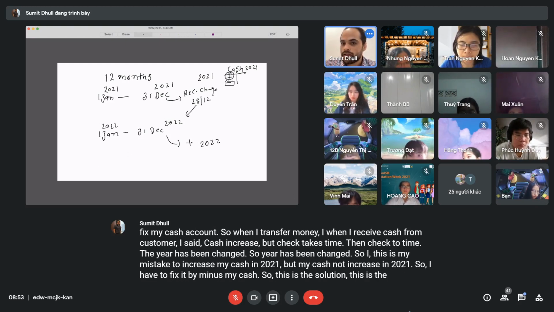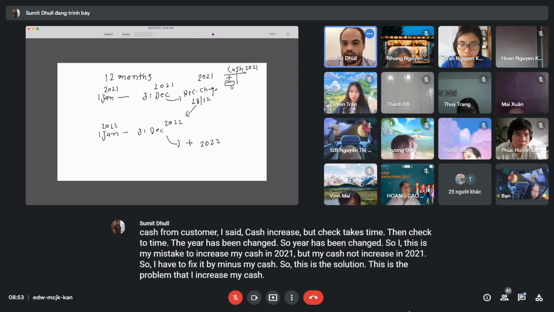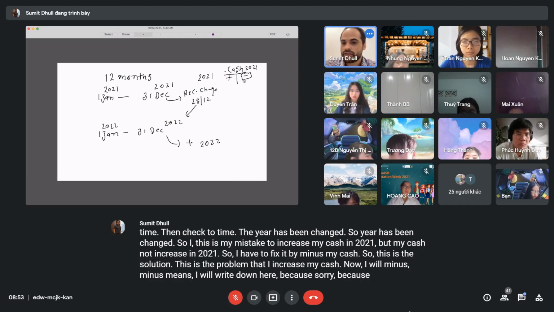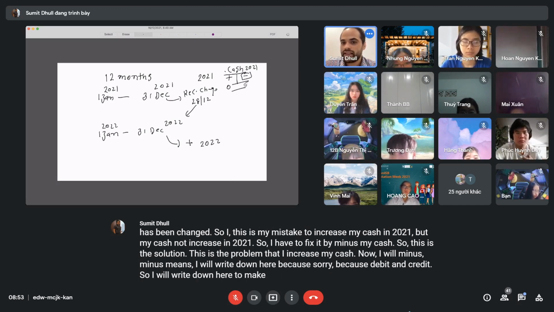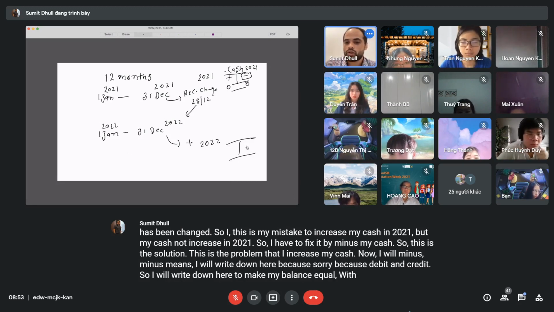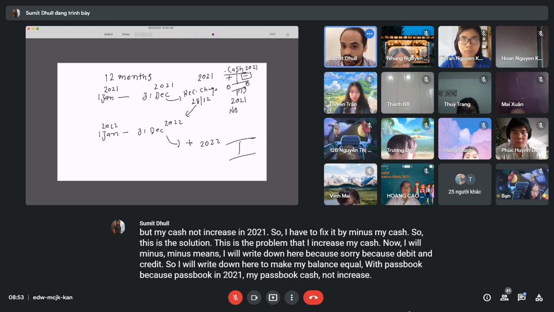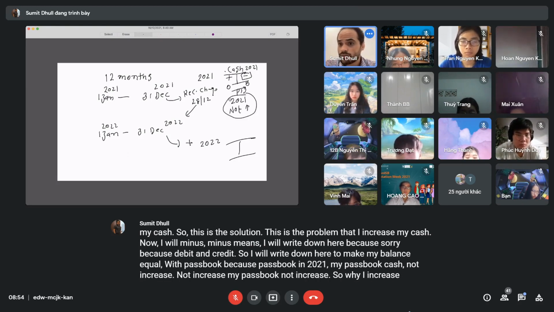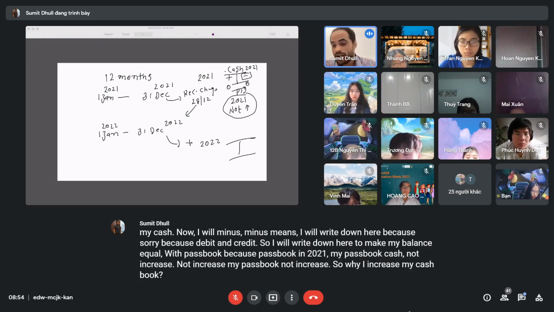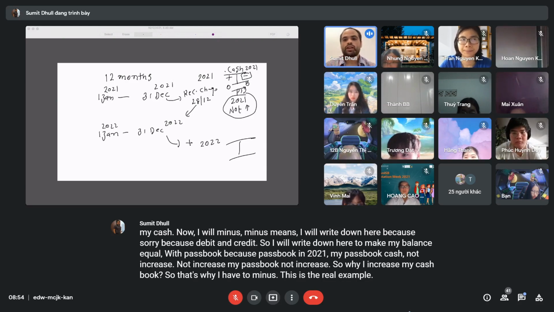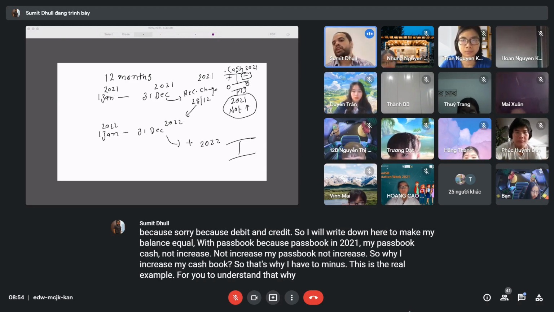This is the problem, that I increased my cash. Now I will minus. Minus means I will write it down here, because of debit and credit. So I will write it down here to make my balance equal with the passbook, because in 2021 my passbook cash did not increase. So why did I increase my cash book? So that's why I have to minus. This is the real example for you to understand why we have to change it.